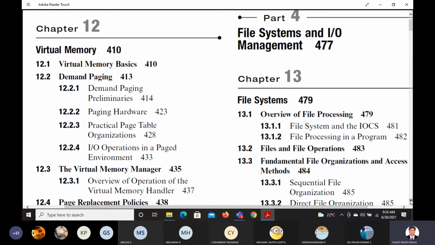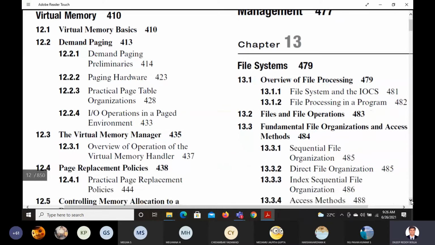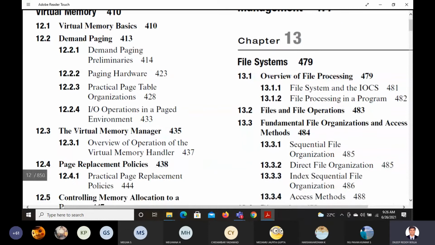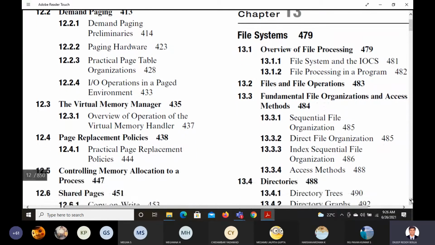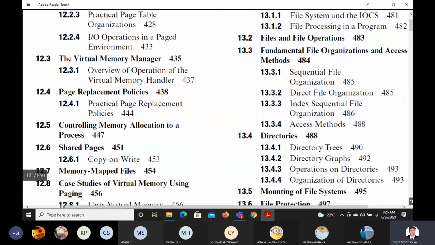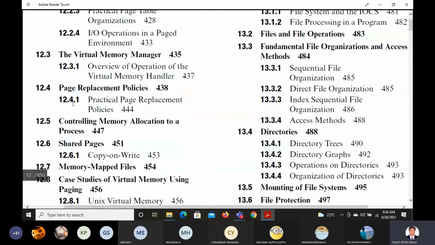Next, the third concept they gave is VM manager. VM manager means virtual memory manager. And how the operation of VM manager is going to work, that we are going to see straight away. The next is page replacement policies. We have two of them, FIFO and LRU. So both we can see, FIFO and LRU page replacement policies.